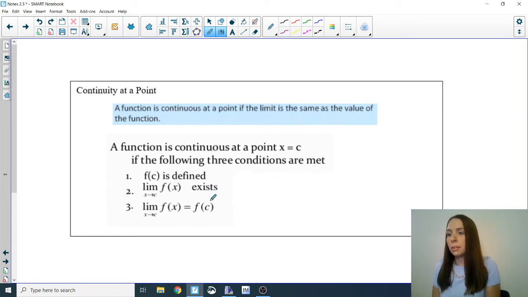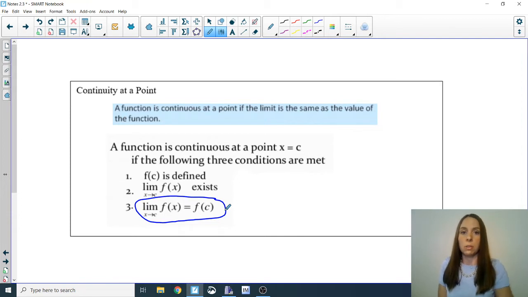Okay, but here, this is the most important thing that you need to take out of the definition for continuity at a point. If you can establish this equation, then you can say that your function is continuous at x equals c.